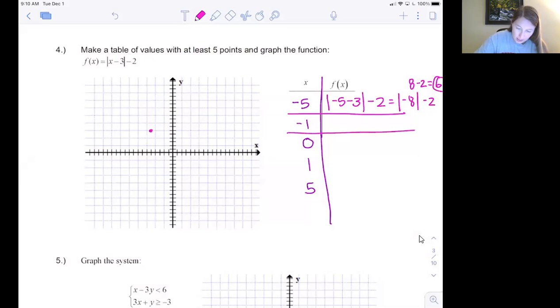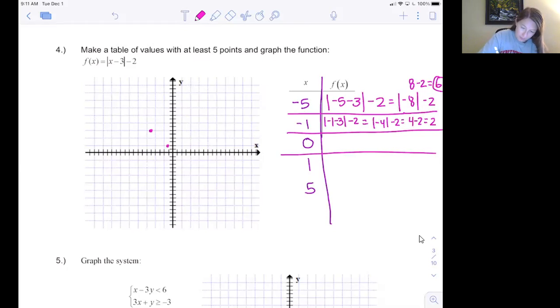So now I'm just doing the same thing with all of these. So for -1, I just have -1 minus 3, minus 2. And always when you're doing absolute values, you always need to do the stuff in the absolute values first. So I'm going to go -1 minus 3, which is absolute value of -4, minus 2. The absolute value of -4 just changes it to a positive. So I just have 4 minus 2, which is 2. So when x is -1, my y is 2. So right there.